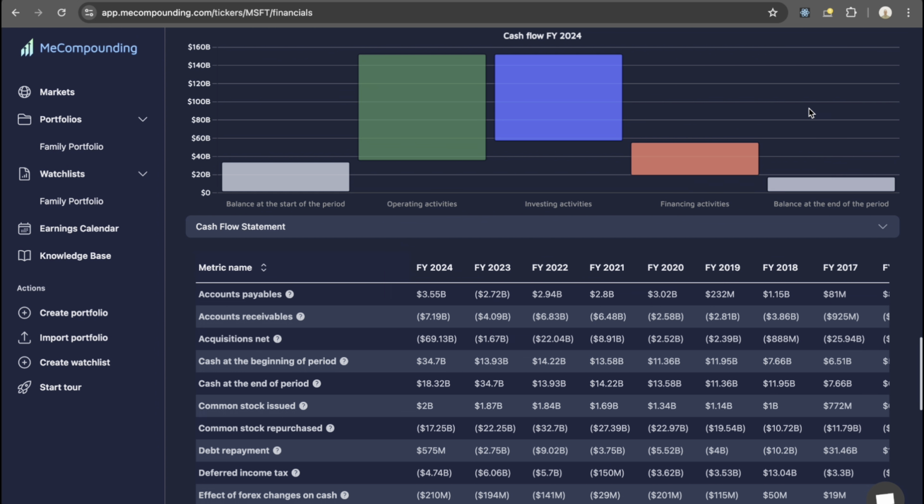One of the most useful numbers here is free cash flow. That is the cash from operations minus capital expenditures. It tells you how much cash the company really has left to reinvest or return to its shareholders. Microsoft consistently generates tens of billions in free cash flow, which they usually use for buybacks, dividends, and long term investments.